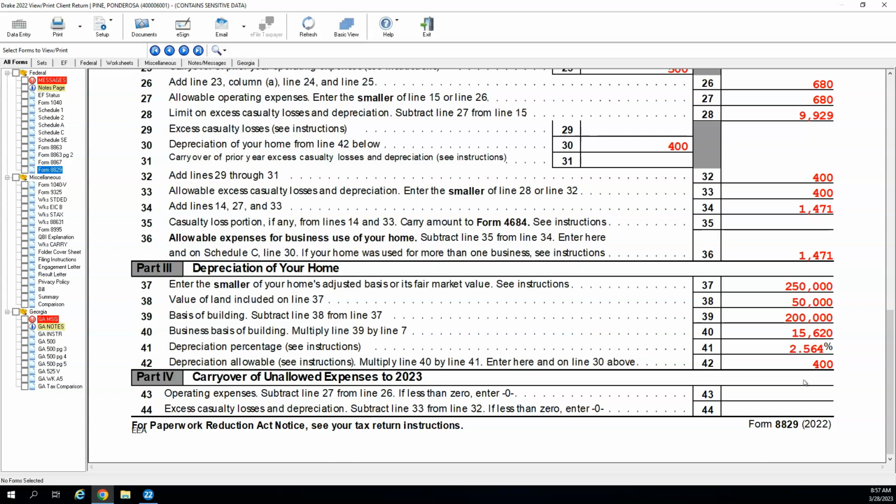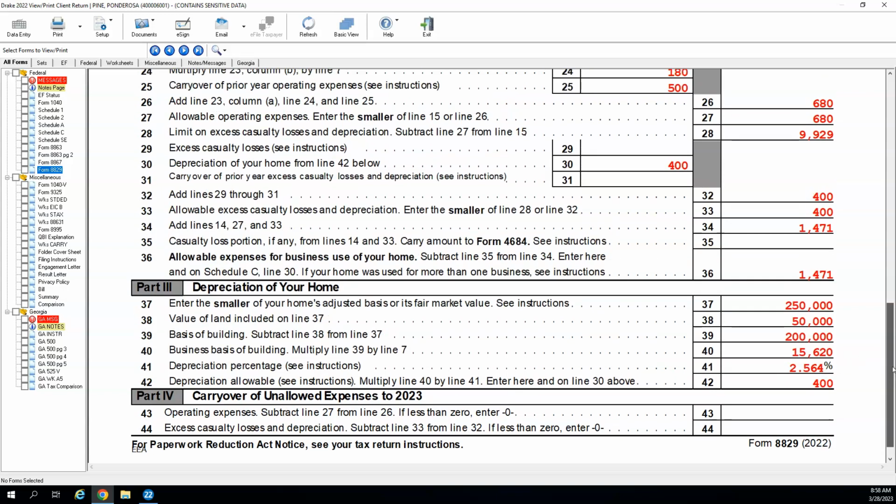So if you've had one or two years, it may not be that bad. It also depends on the value of your home, how much home office space you use. But now, if you take this and multiply it over several years, if you depreciated your home over 10 years, then that starts to add up, right? So just understand that there is depreciation recapture involved in the home office, depending on the size of your home.